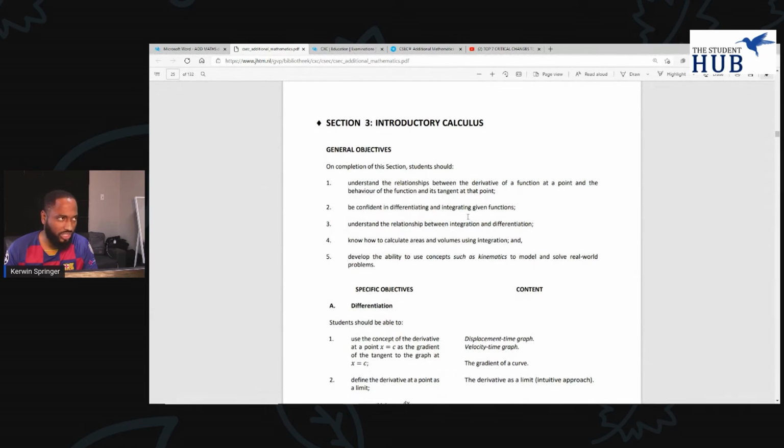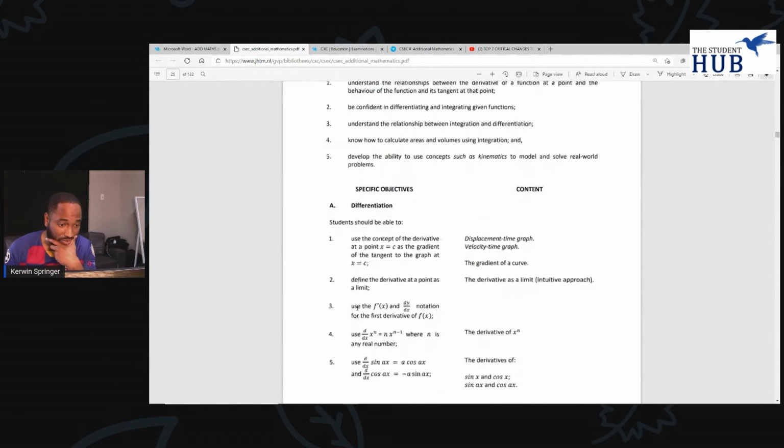Then we're going to introductory calculus. This is where I wanted to come up to, because you're going to see something interesting here. This very first point didn't really used to be here like this. Use the concept of the derivative at x is equal to c as the gradient of the tangent to the graph at x is equal to c. Yes, this was kind of there, but you see these words? Those words were not there.